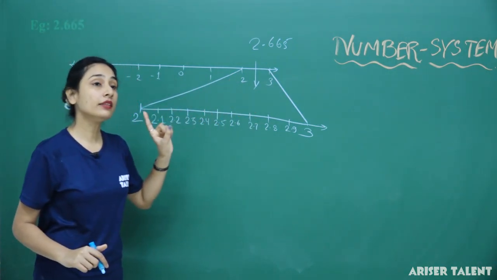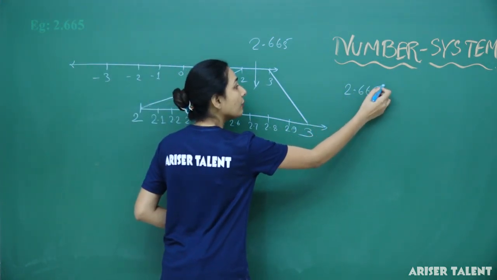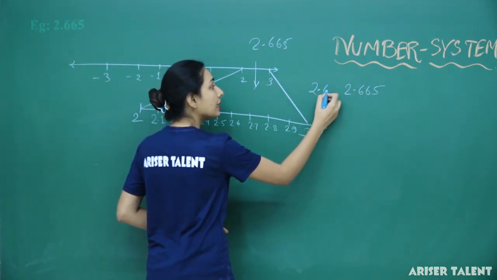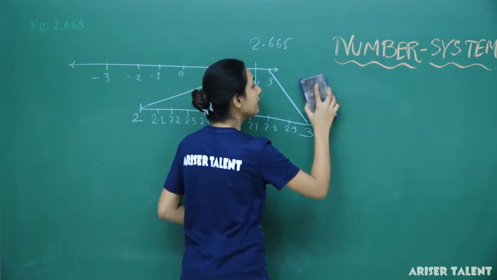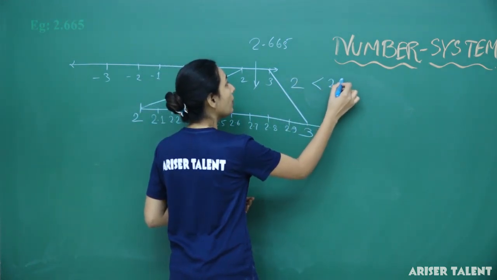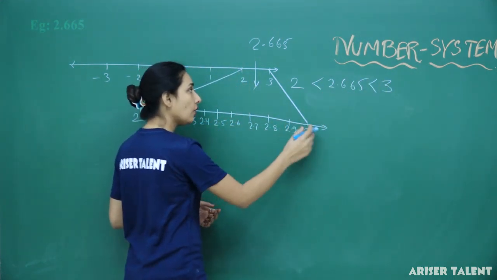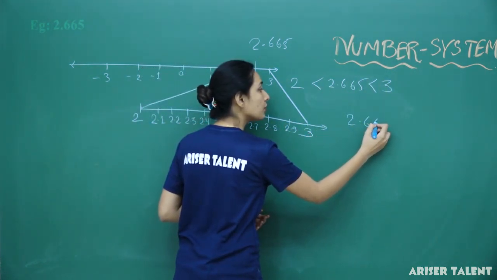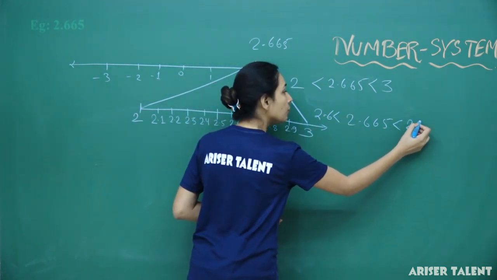2.66 is greater than, it is 2.665, which is greater than 2.6, but or should I write it here first? Here it was 2.665, which is greater than 2 but less than 3. Now here it is 2.665, which is greater than 2.6 but less than 2.7.